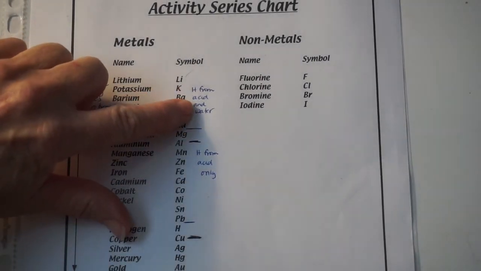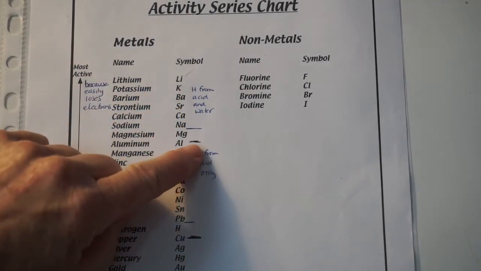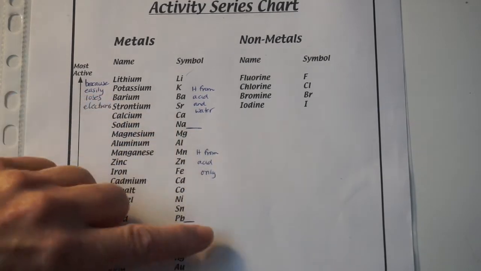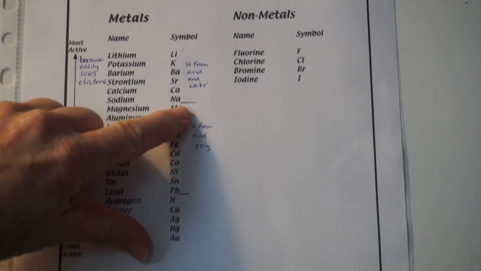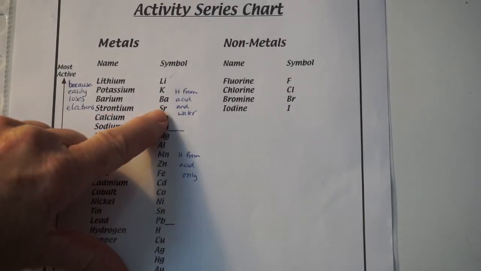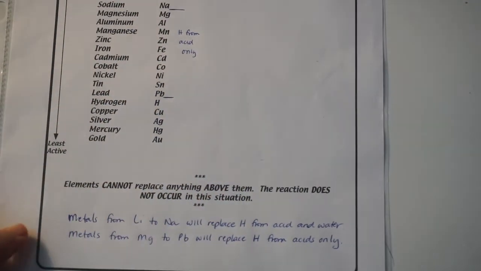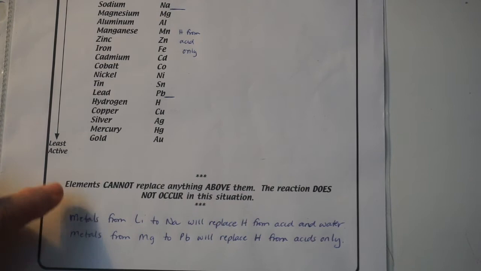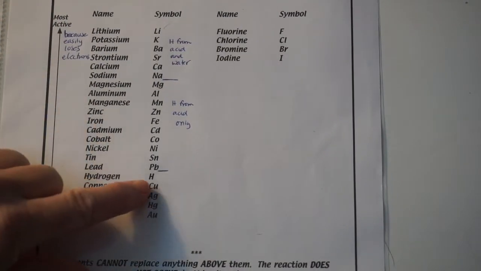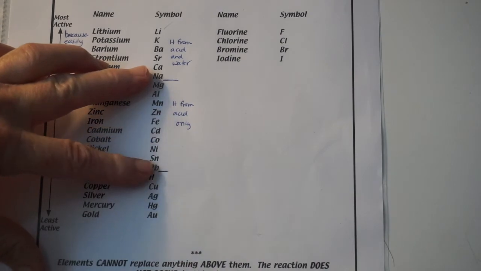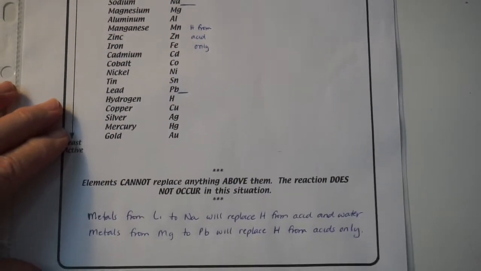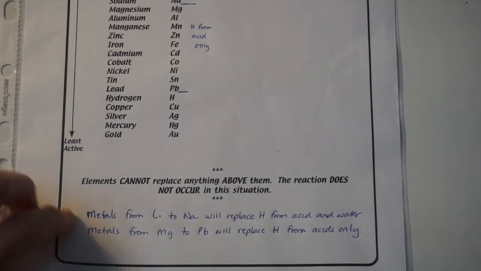So this H from acid and water, I've just put a, whoops, that shouldn't be there. I've just put a little line there, and it really is just a picture of what that first statement is saying. Now you don't need to include that, but I did. And then it goes down to lead, from sodium to lead was the second part. So I just like to again have that on the worksheet.